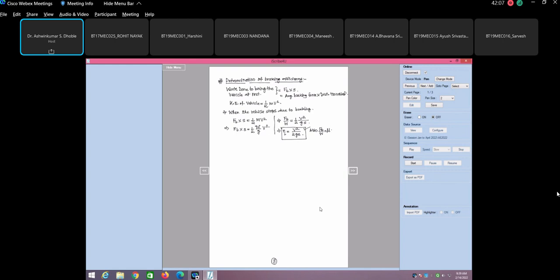So from the above expression it can be said that the braking efficiency is independent of mass of vehicle. Do you agree with this?